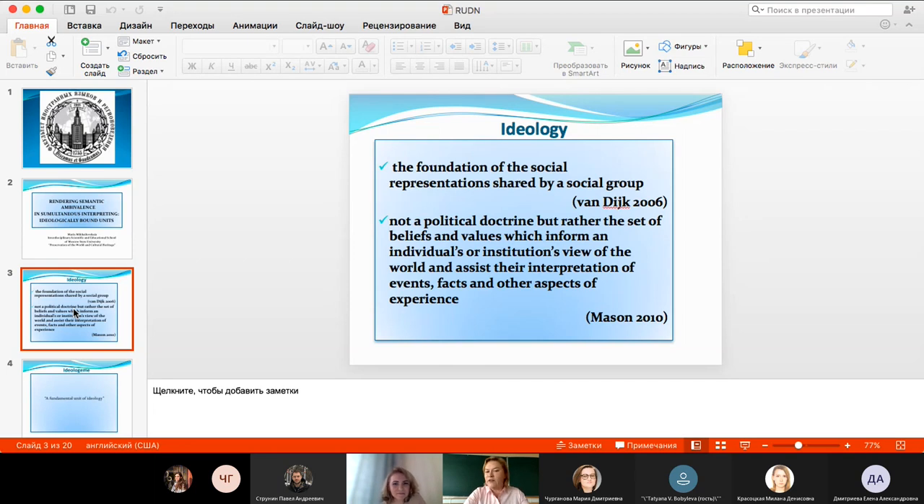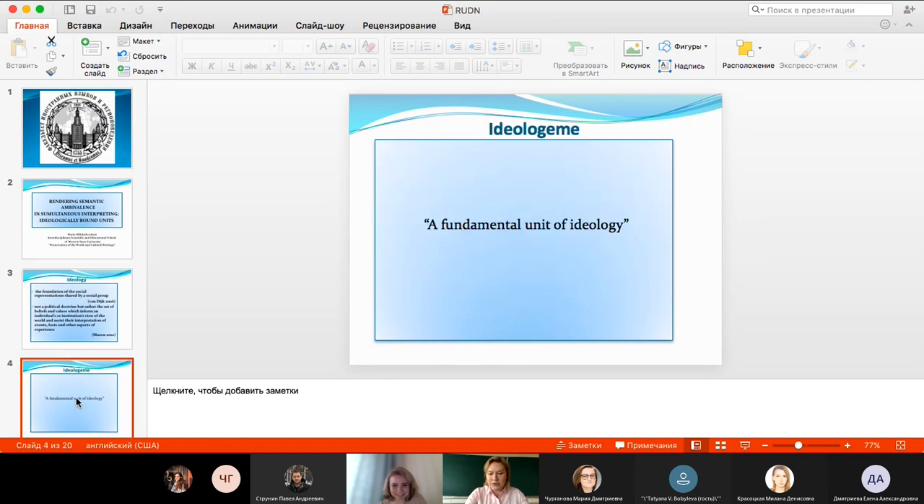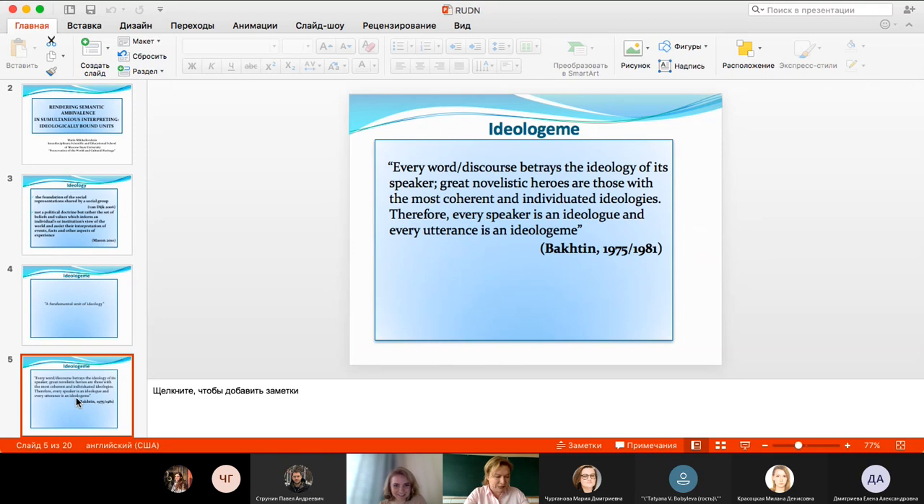And from a translation studies perspective, Ian Mason defines it as not a political doctrine, but rather the set of beliefs and values which inform an individual or institution's view of the world and assist their interpretation of events, facts, and other aspects of experience. So this is just a classical definition of the word ideology, and I'm going to proceed.